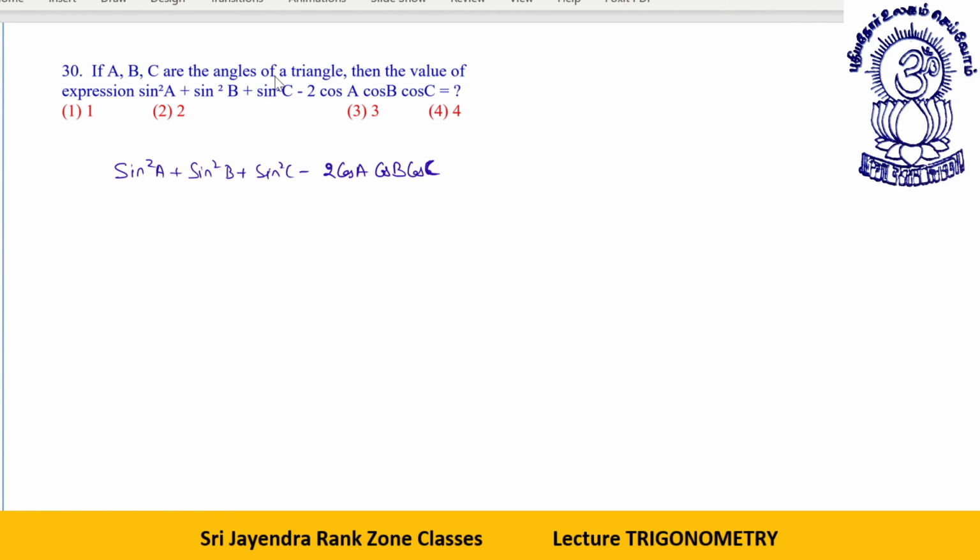Since A, B, C are the angles of a triangle, put A is equal to B is equal to C is equal to 60 degree. Now what will happen? Sine square 60 degree plus sine square 60 degree plus sine square 60 degree minus 2 cos 60 cos 60 cos 60. This is the value what you require. Okay. So what will happen? Sine 60 degree. This is one way. There are more ways which I'm going to tell you.